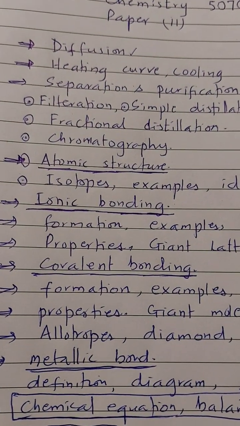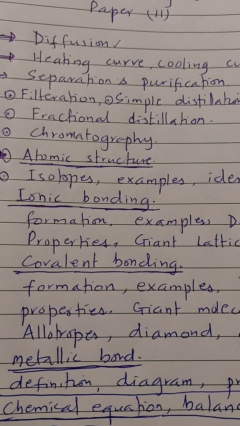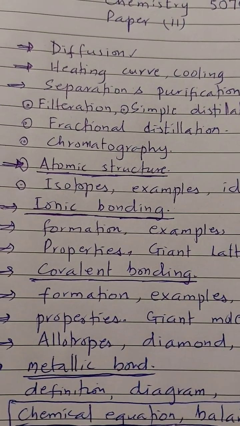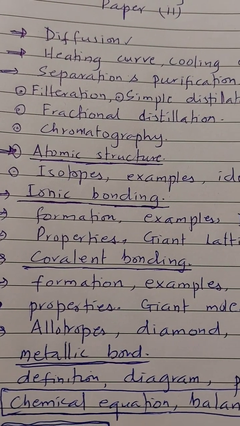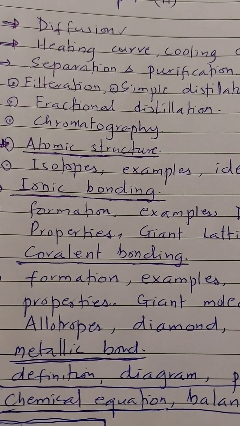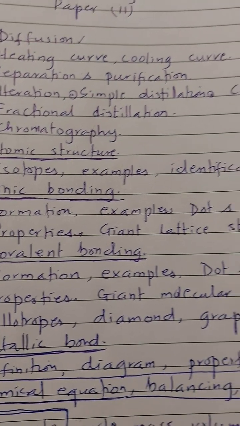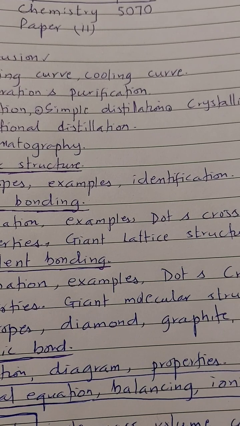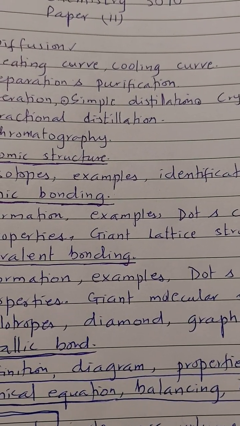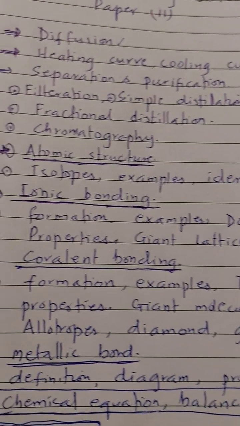Then there is another important chapter, atomic structure. In atomic structure, some questions must come related to isotopes, like the examples of isotopes, and identify which one of the following are isotopes, right? So questions will come in this way.